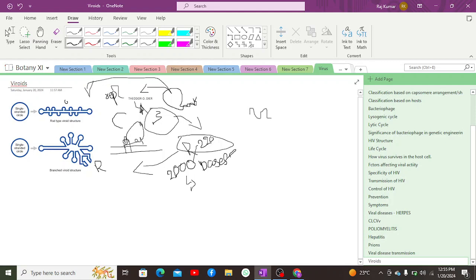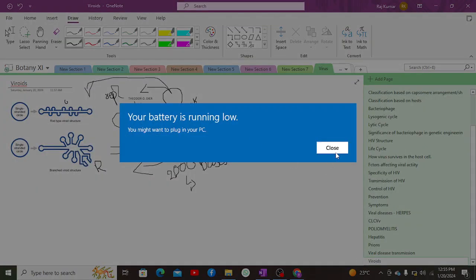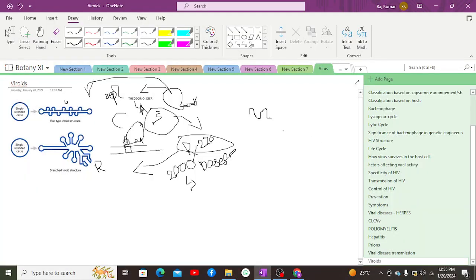So apart from that, some other things I would like to highlight. Viroid basically involves some examples as well. Some serious diseases are caused by it. But before that, let's discuss its transmission. It can be transmitted through pollens as well as seeds, as well as through farming machinery.